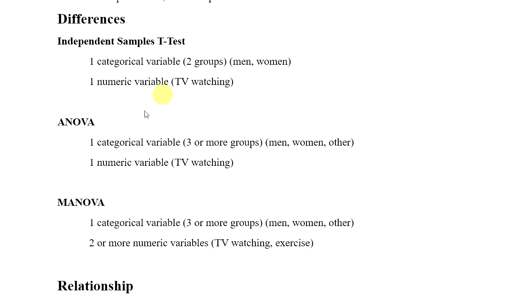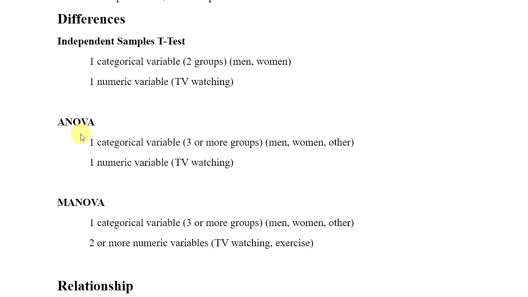a difference. Now for the ANOVA, it is also one categorical variable and one numeric variable. But with the ANOVA, the difference is that for the categorical variable, you're comparing the difference between three or more groups, for example men, women, or other. Now you still only have that one numeric variable, TV watching. The only difference between that ANOVA and the independent samples t-test is that you're adding an extra group to your categorical variable.